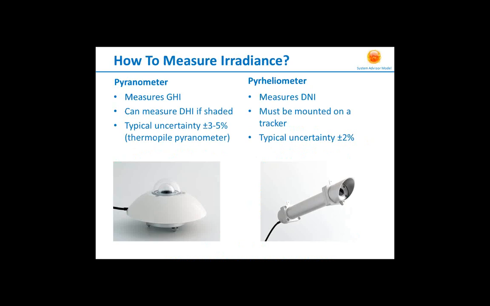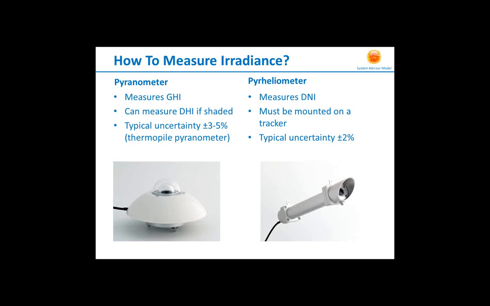Putting aside the advantages and disadvantages of measured versus modeled, I will dig into each type a little bit more. To start with, we'll talk about how to measure solar resource data. There are two basic types of instruments. A pyranometer, shown on the left, is a measurement device designed to measure global solar, which is beam plus diffuse, typically on a horizontal surface.